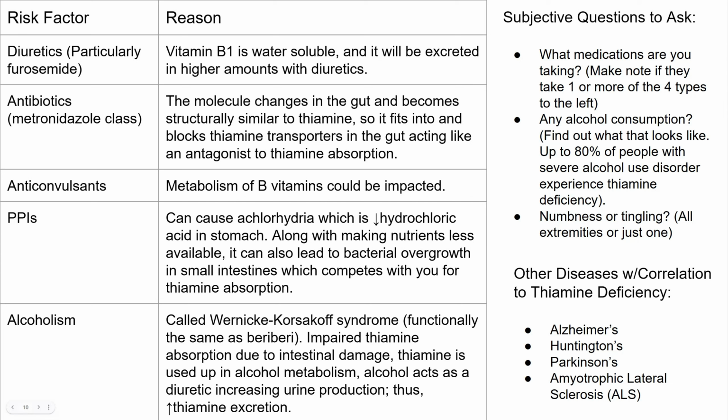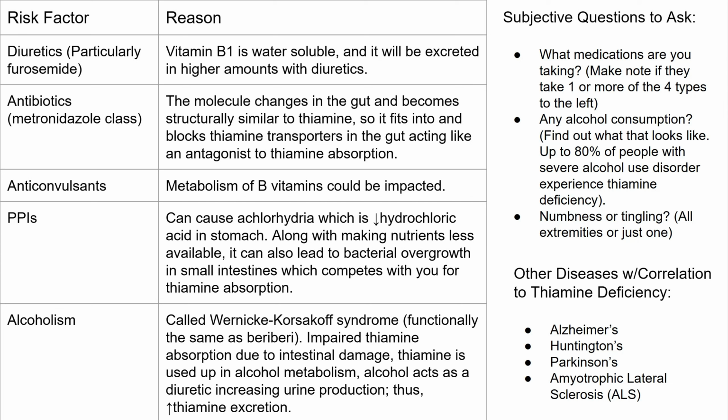Here are some risk factors you can look out for. Medications such as diuretics, due to vitamin B1 being a water soluble vitamin, cause extra excretion of the vitamin, which can increase risk. Antibiotics, particularly metronidazole class drugs, can change in the gut to become structurally similar to thiamine. So it literally blocks thiamine transporters, acting like an antagonist to thiamine absorption.